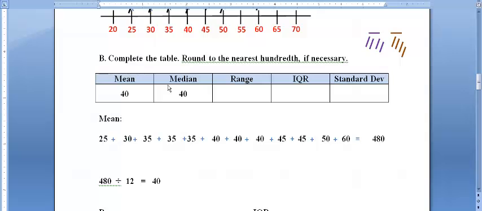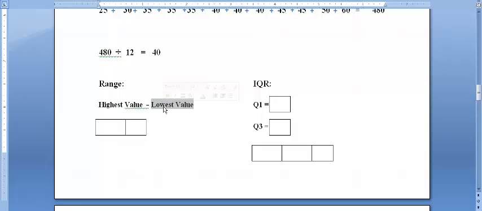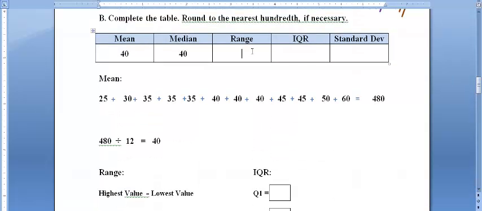Now that we have found the median, we need to find the range, as that's next in our table. We take the highest value and we subtract from it the lowest value. So our highest value is 60 and our lowest value is 25. So do 60 minus 25 on your calculator and you should get 35. So we go back to our table and we type in 35.